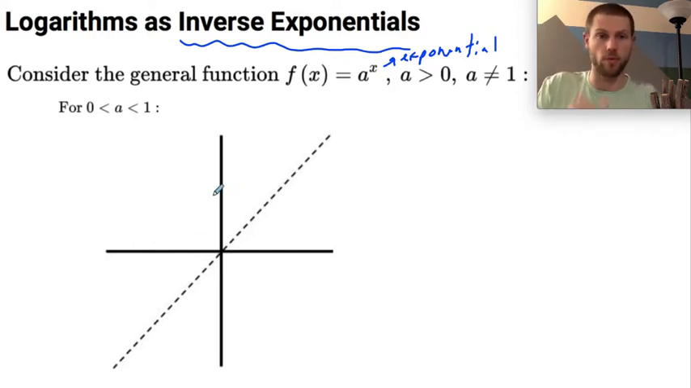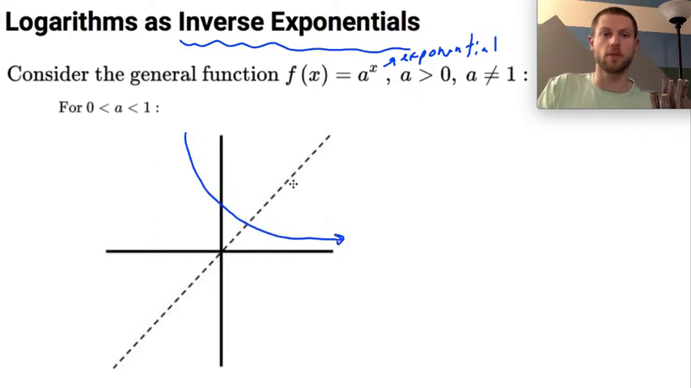Now, if you remember what that means for exponentials, this could be like a half, or it could be a third, and basically what you're doing is you're multiplying 1/2 by itself over and over and over, or 1/3 by itself over and over and over, and you end up getting a smaller and smaller number. So this is an exponential decay. And it looks something like this, give or take. And we know a couple things about this. I'm going to note this as f of x.